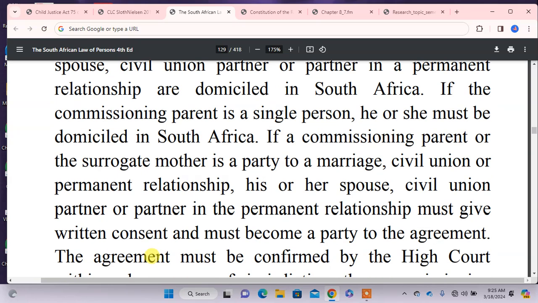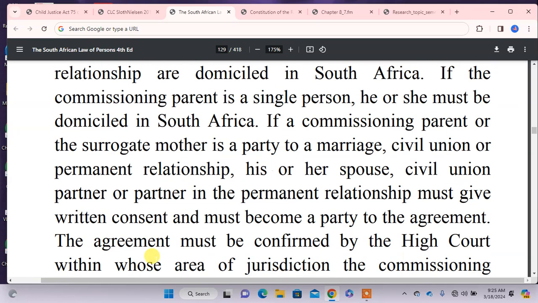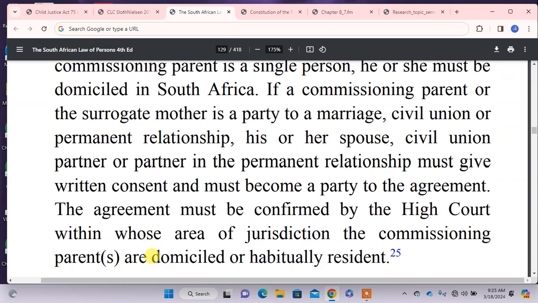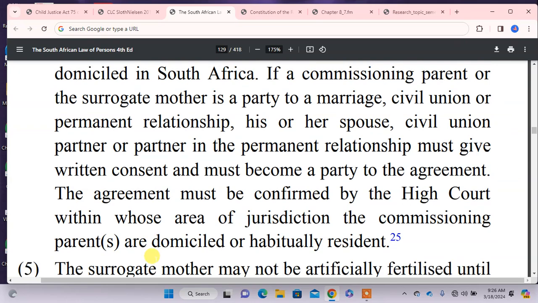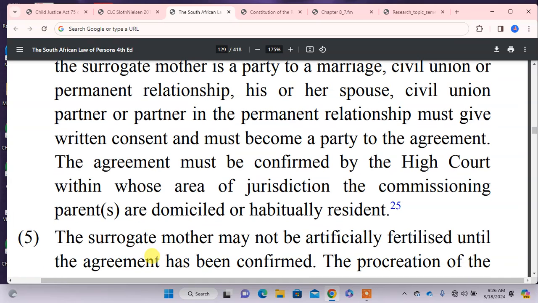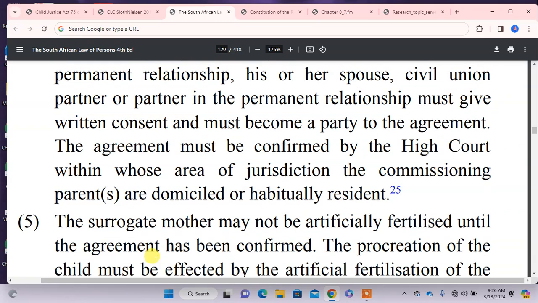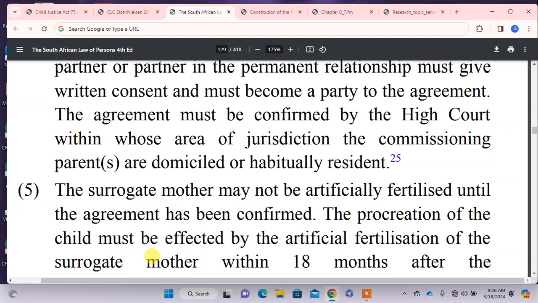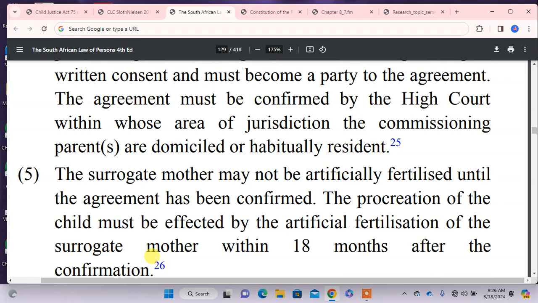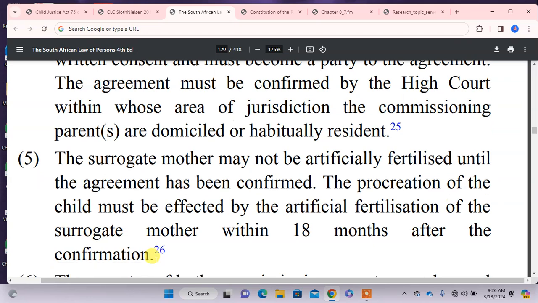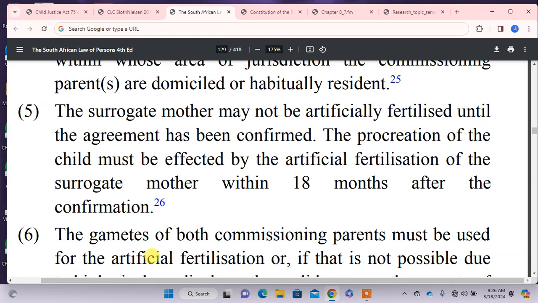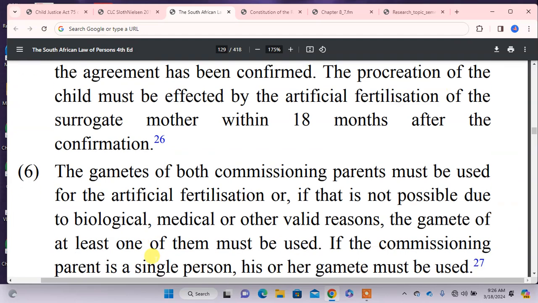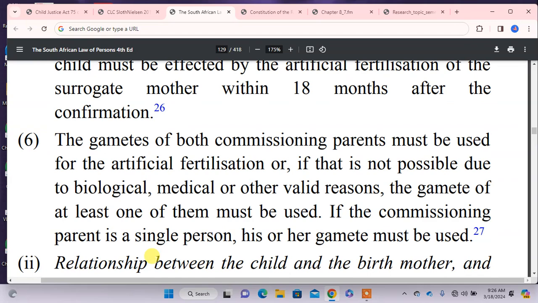agreement. The agreement must be confirmed by the High Court within whose area of jurisdiction the commissioning parents are domiciled or habitually resident. The surrogate mother may not be artificially fertilized until the agreement has been confirmed. The procreation of the child must be effected by the artificial fertilization of the surrogate mother within 18 months after the confirmation. The gametes of both commissioning parents must be used for artificial fertilization, or if that is not possible due to biological, medical, or other valid reasons, the gametes of at least one of them must be used.